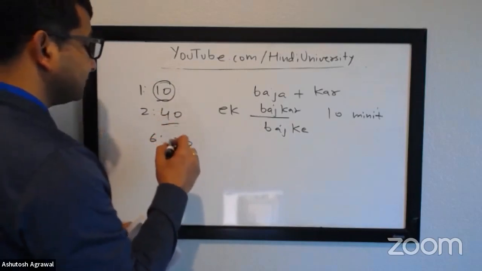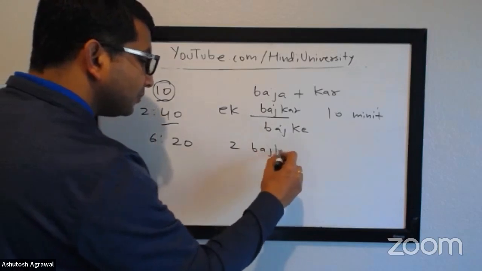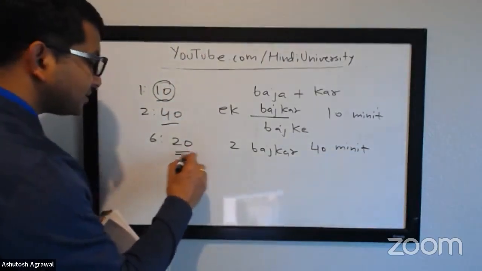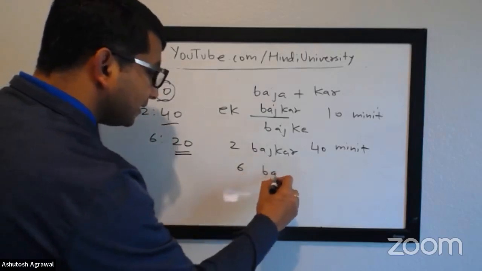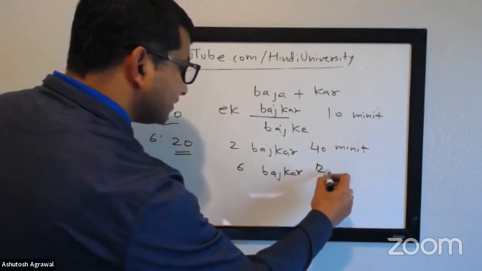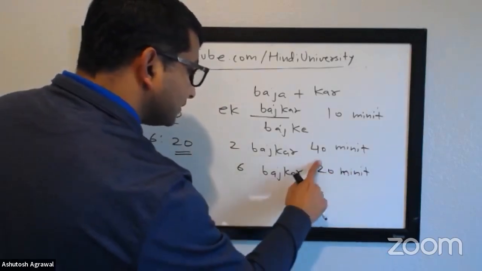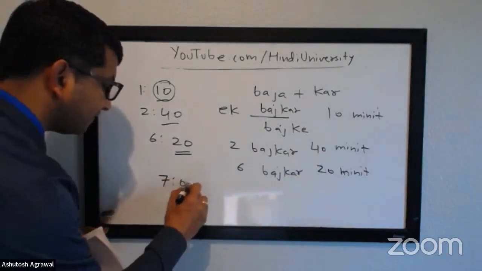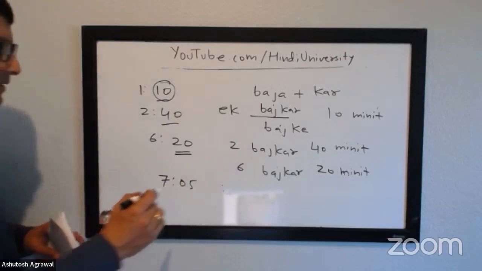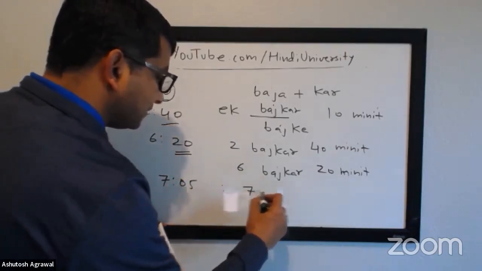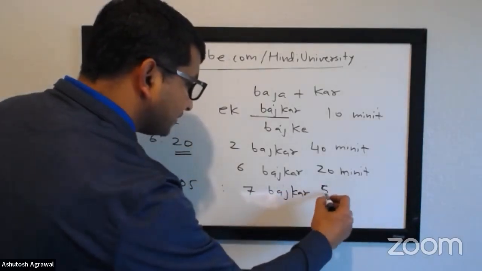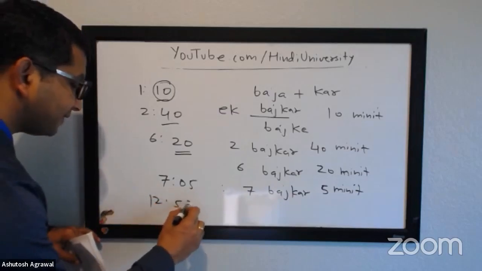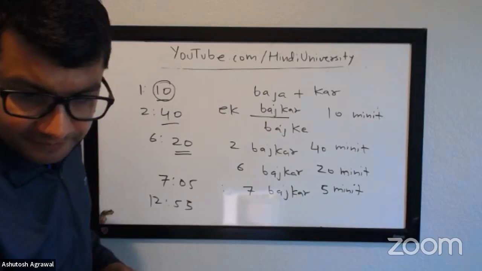2:40 is 40 past 2, you'll say do bajkar 40 minute. Okay, it's 20 past 6, you will say 6 bajkar 20 minute. Okay, 6 bajkar 20 minute. If it is 7:05, it would be 7 bajkar 5 minute. 7 bajkar 5 minute. Okay, if it is 12:55, let's see, someone who's not tried before. 12:55. Linda ji?